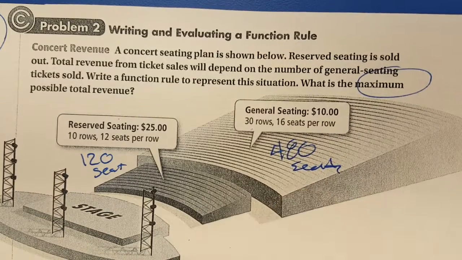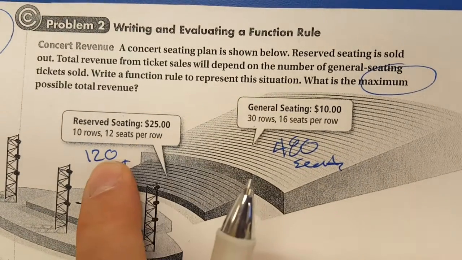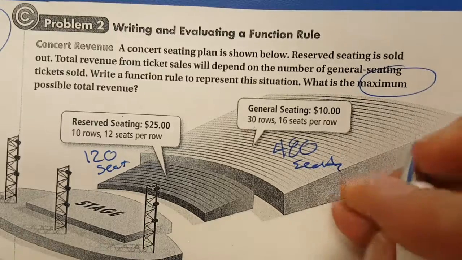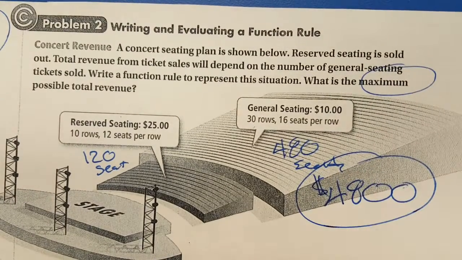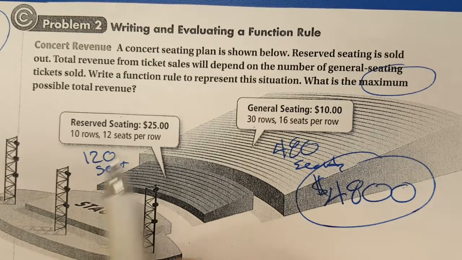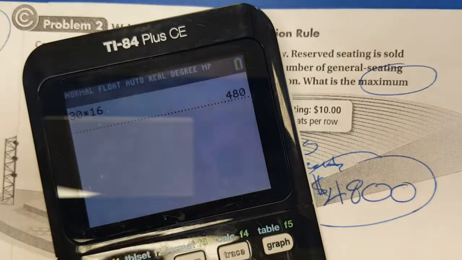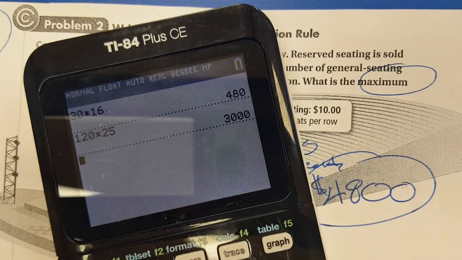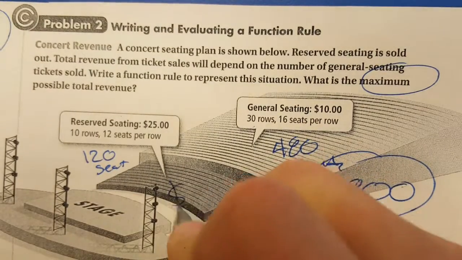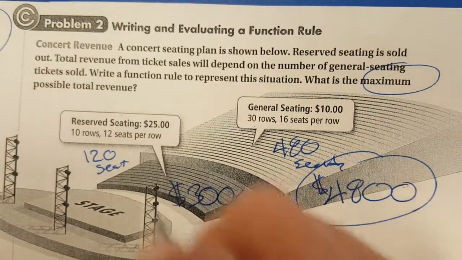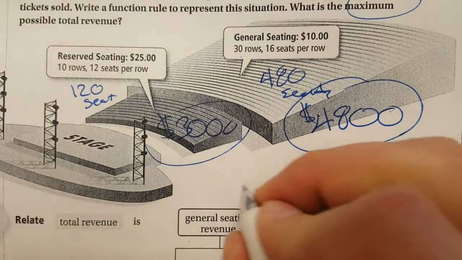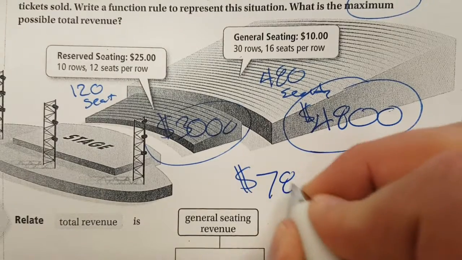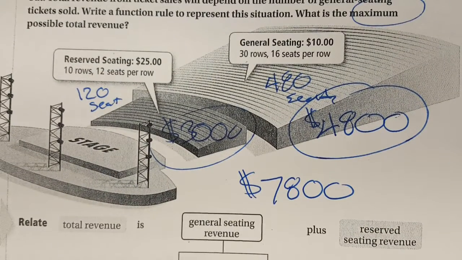Okay. Ooh, look at that spelling. It's amazing. Okay, so 25 bucks a piece, 10 bucks a piece. So you can max out at $4,800 right there. And then let's see here, 120 times 25. Let's see what we got here. 3,000. Okay. So if you were to max out the reserve seating and the general seating, add that together, it looks like we're going to have a total of $7,800 for this concert.